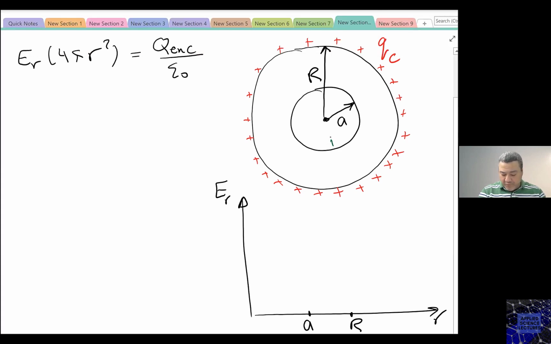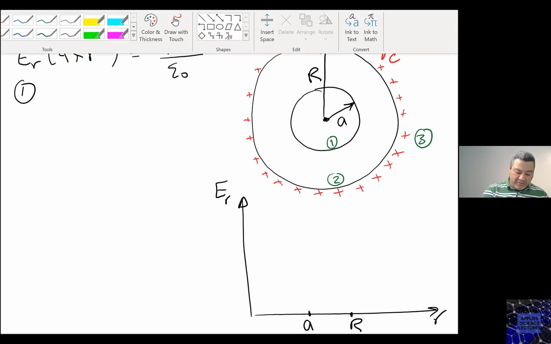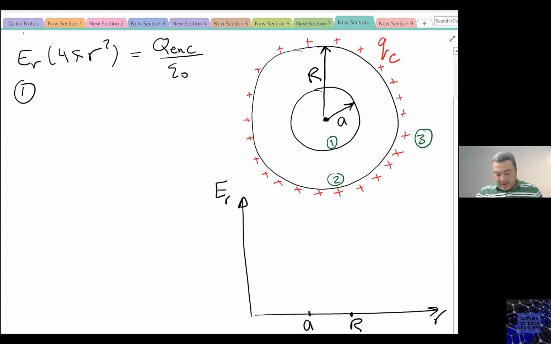So in this problem we have three regions. Number one is the cavity. As you can see, they are defined by those surfaces. Here I have the cavity, and then I have the conductive part of the sphere, and then the outside, number three. So let's start with number one. Region number one is where r is less than A.